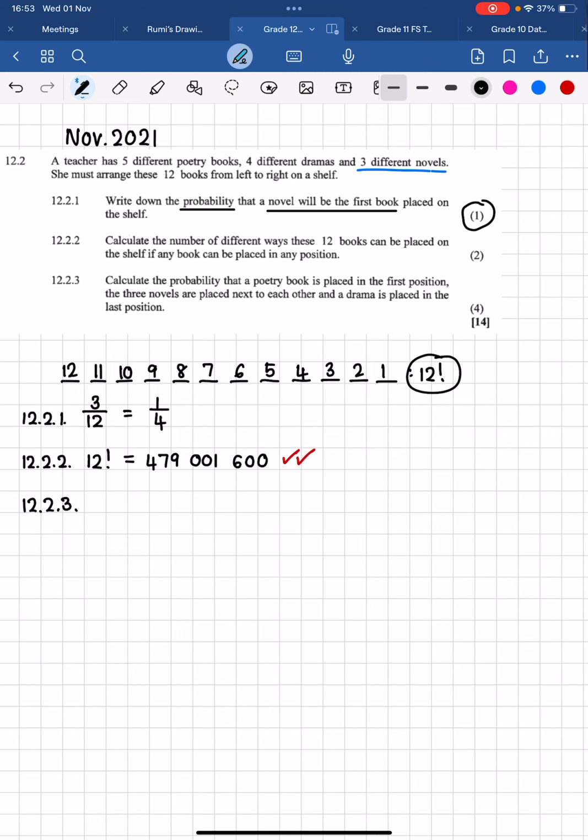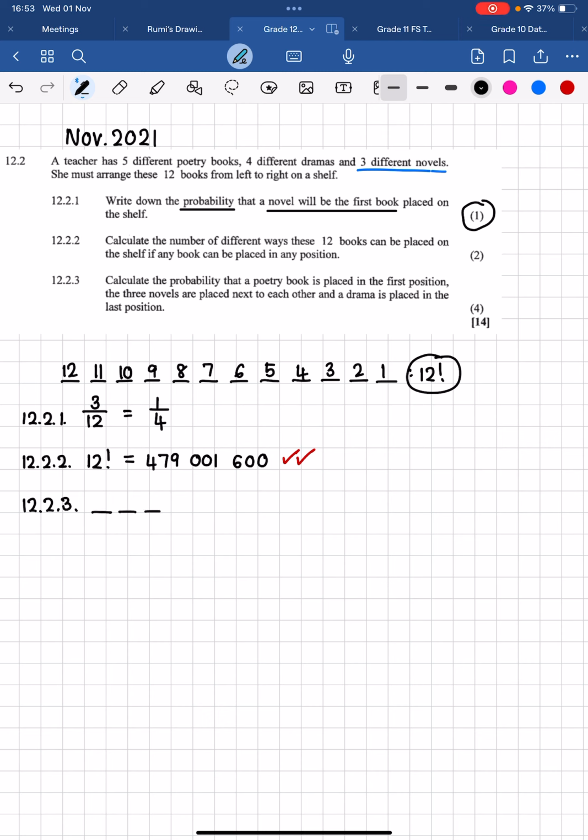Calculate the probability that a poetry book is placed in the first position, the 3 novels are placed next to each other, and a drama is placed in the last position. Oh, this is very complicated. Okay, let's think about this, guys. A poetry book is placed in the first position.